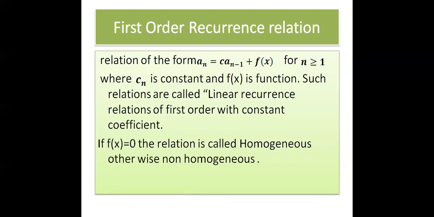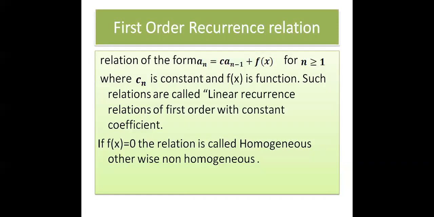First order recurrence relation. Any relation in the form a_n = c a_(n-1) + f(n), sorry, it is f(n), for n greater than or equal to 1, where c is a constant and f(n) is a function, is called a linear recurrence relation of the first order. If f(n) is equal to 0, then the relation is called a homogeneous relation. Otherwise, it is known as a non-homogeneous recurrence relation.